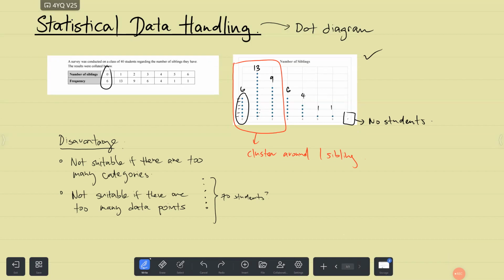And that's pretty much it for dot diagrams. And like I sort of hinted, there'll be a better version of this when we look at our bar graphs.